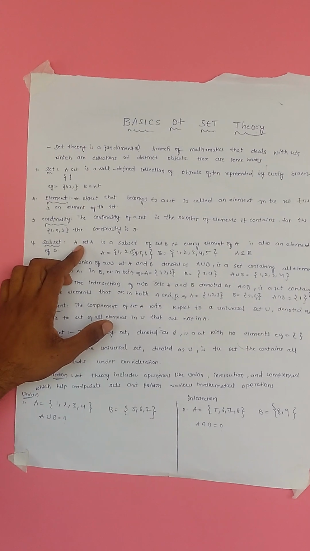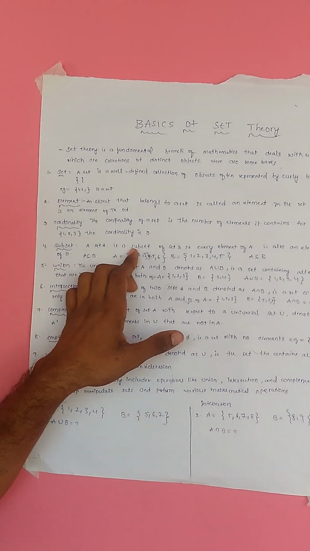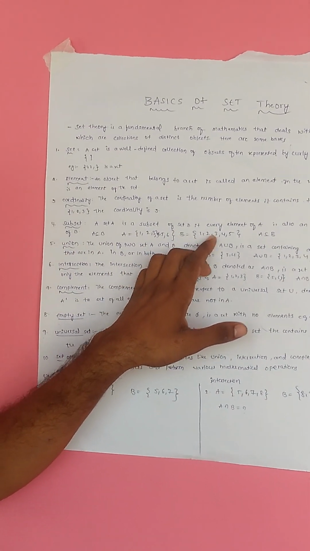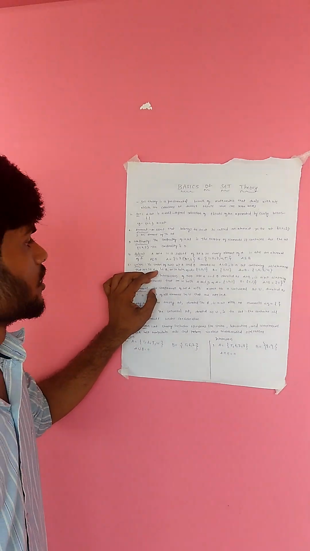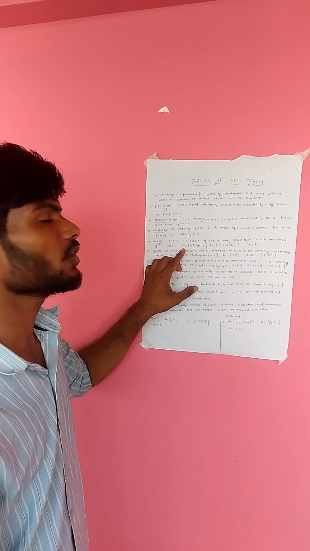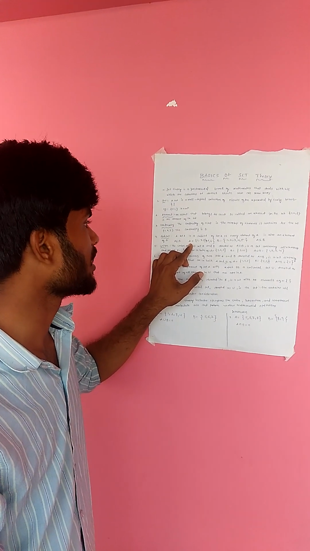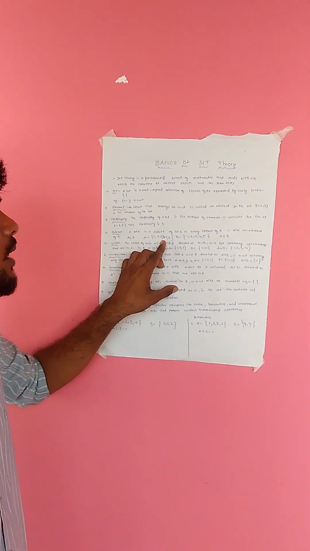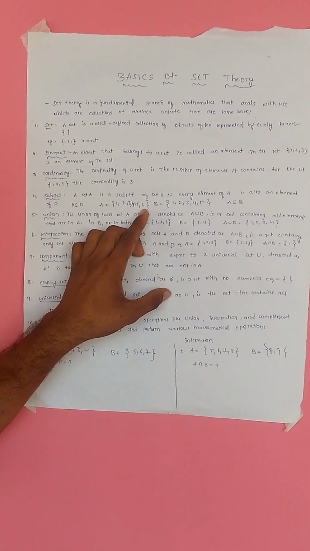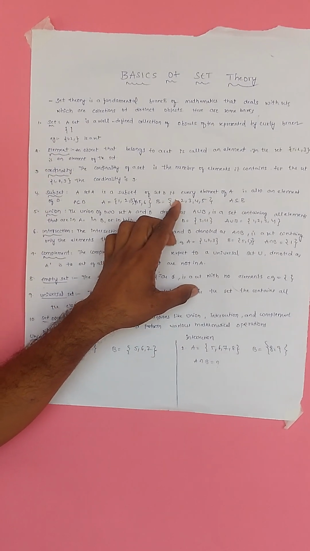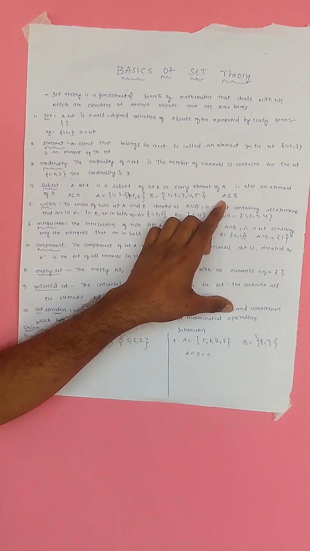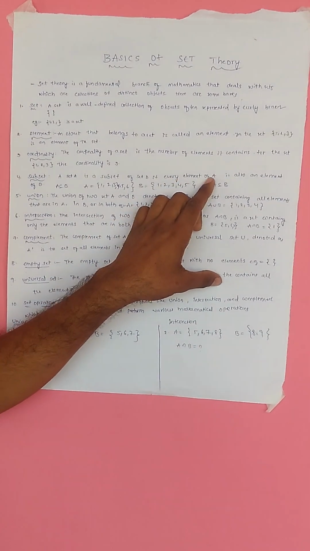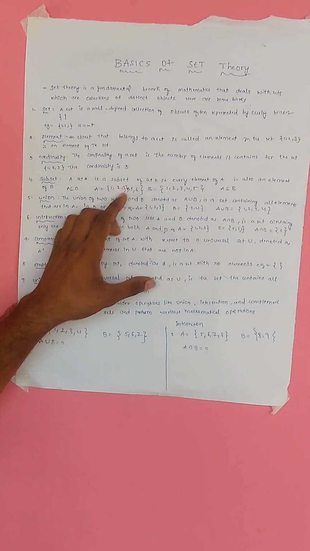Subset. A set A is a subset of set B if every element of A is also an element of B. So A subset B. So I take some examples. A is equal to {1, 2, 3, 4, 5, 6} and B is equal to {1, 2, 3, 4, 5}. So in set B, if every element is in A, so A subset B.